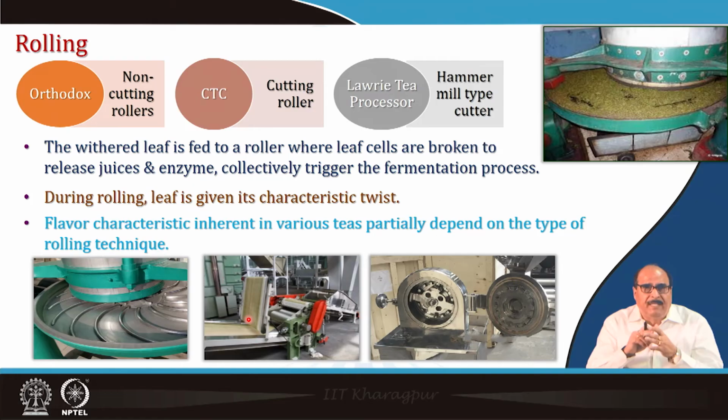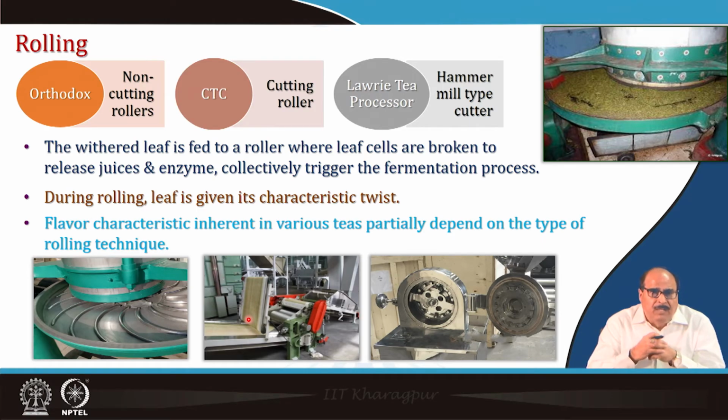So, after withering, the next operation is rolling. I told you it may be an orthodox roller using non-cutting rollers or CTC cutting rollers, or even a Lawrie tea processor, which is a hammer mill type cutter. The withered leaf is fed to the roller where the leaf cells are broken to release the juice as well as enzyme. Collectively it starts the fermentation process, and the type of roller used determines the extent of the maceration, the extent of the breakage of the cells, and accordingly the fermentation also will be there.